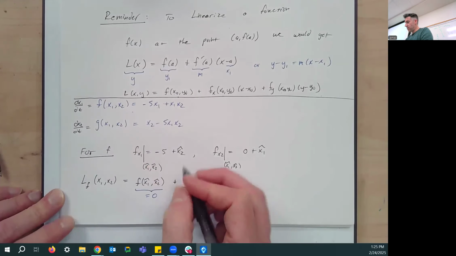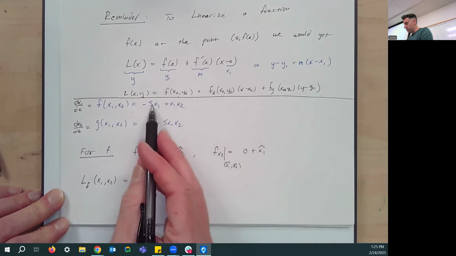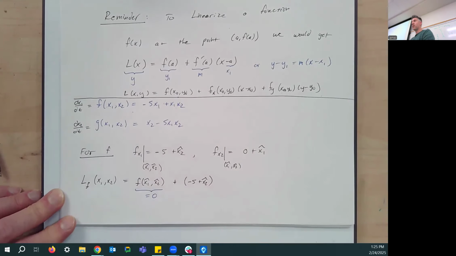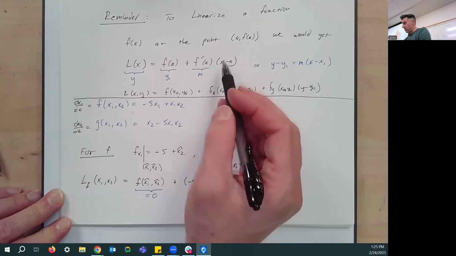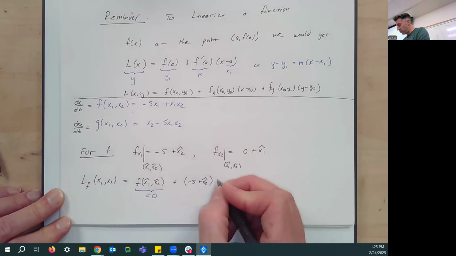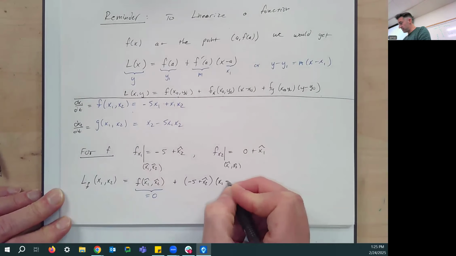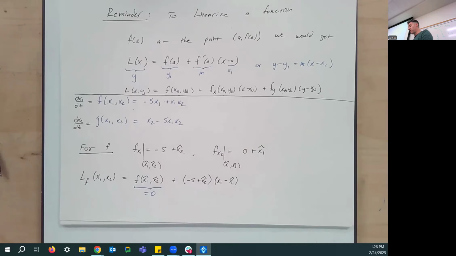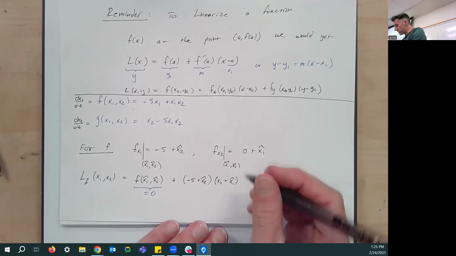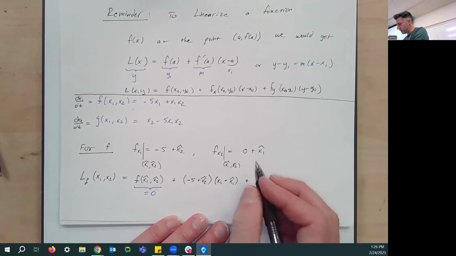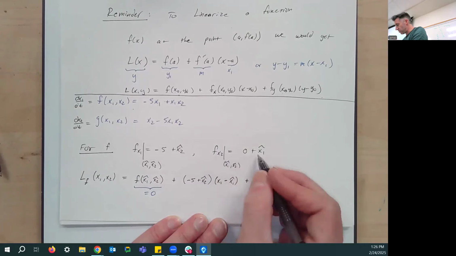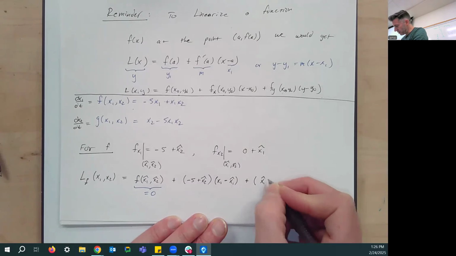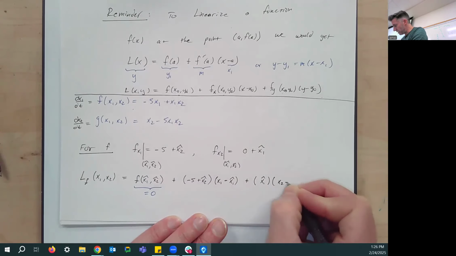Plus my derivative in the x1 direction. That's going to be my -5 plus x2 hat, multiplied by my variable x1 minus the equilibrium point x1 hat. I fully admit this looks a bit gnarly. We're almost there though. I promise you it's going to get less gross. And then similarly, my f_x2, which is going to be 0 plus x1 hat, which I'll just write as x1 hat, times x2 minus x2 hat.